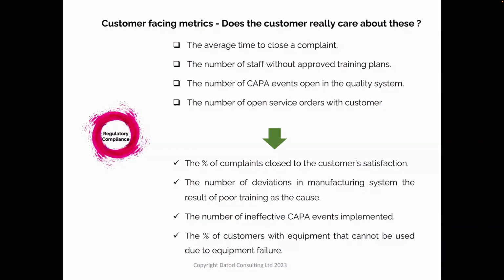At the bottom of the slide are the KPIs which are more focused on the output of the quality system and related to things that the customer really feels are important. Are their complaints closed to their satisfaction? How many deviations in the factory are related to individuals being poorly trained? How many CAPAs are implemented that don't actually prevent the original issue from recurring? The percentage of customers with equipment that cannot be used due to their equipment breaking.